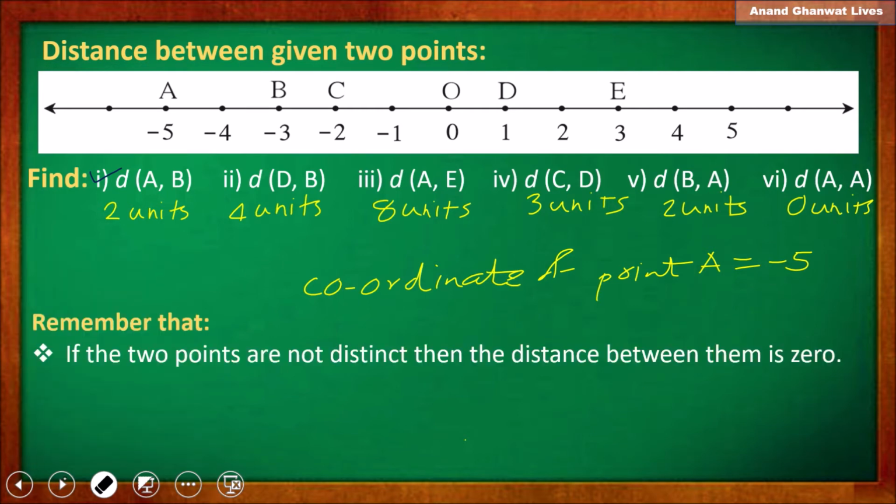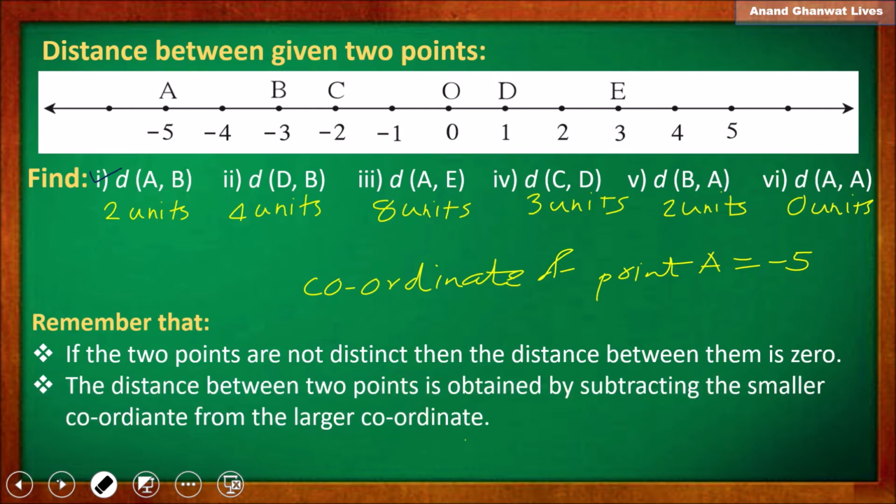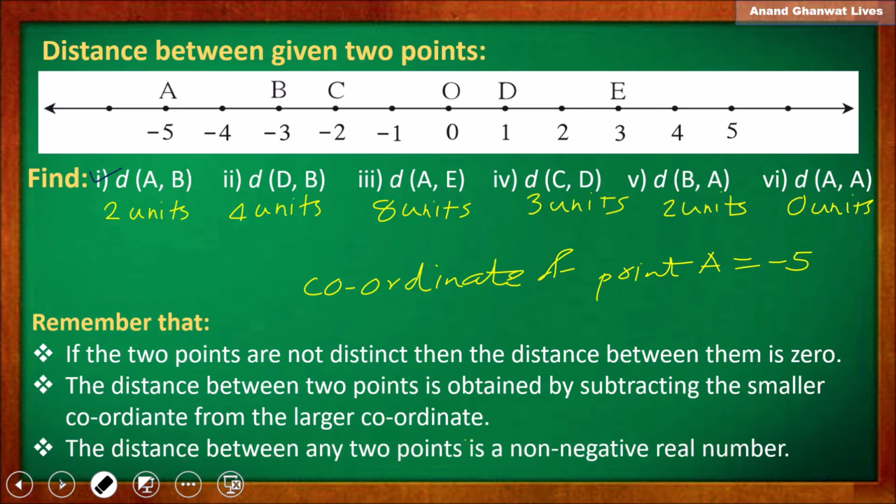Therefore you should remember the first thing: if the 2 points are not distinct, like point A comma A, B comma B, so A comma A is not a distinct point, B comma B is not a distinct point, then the distance between them is 0. Next, the distance between 2 points is obtained by subtracting the smaller coordinate from the larger coordinate. Very good. The distance between any 2 points is a non-negative real number.